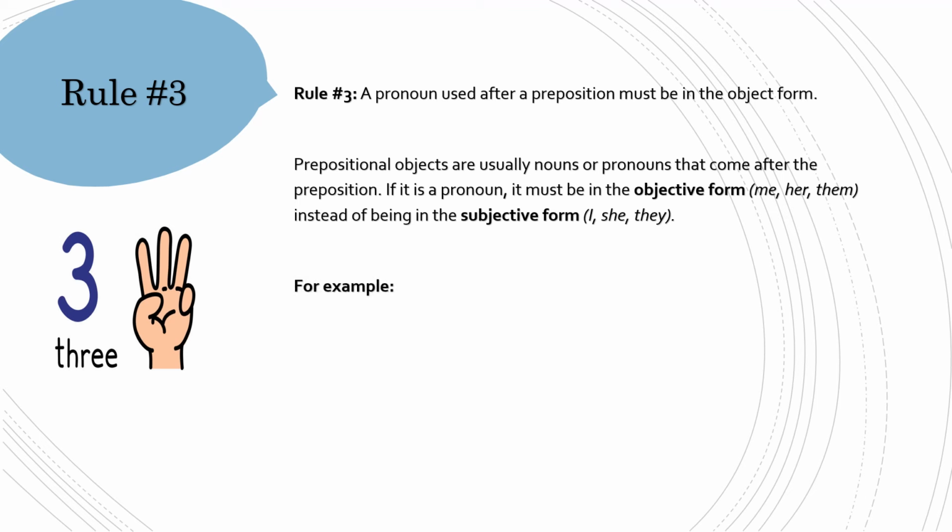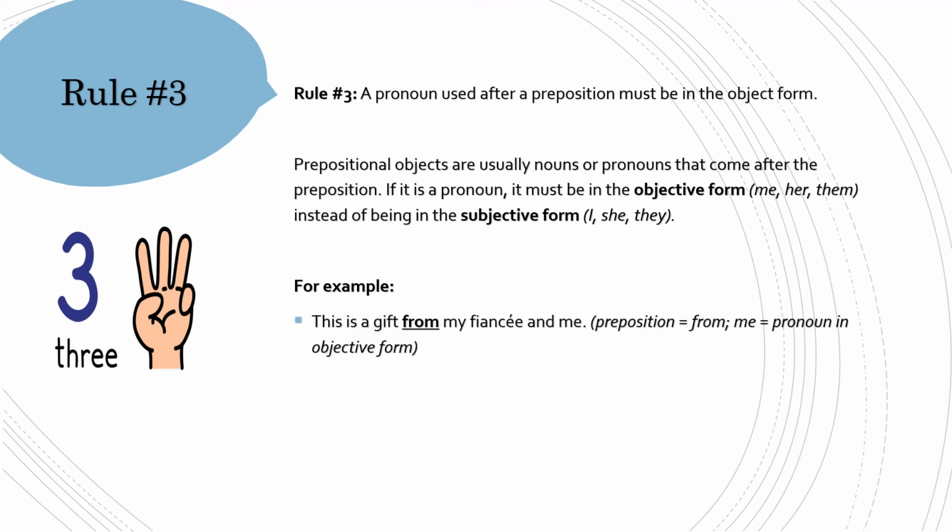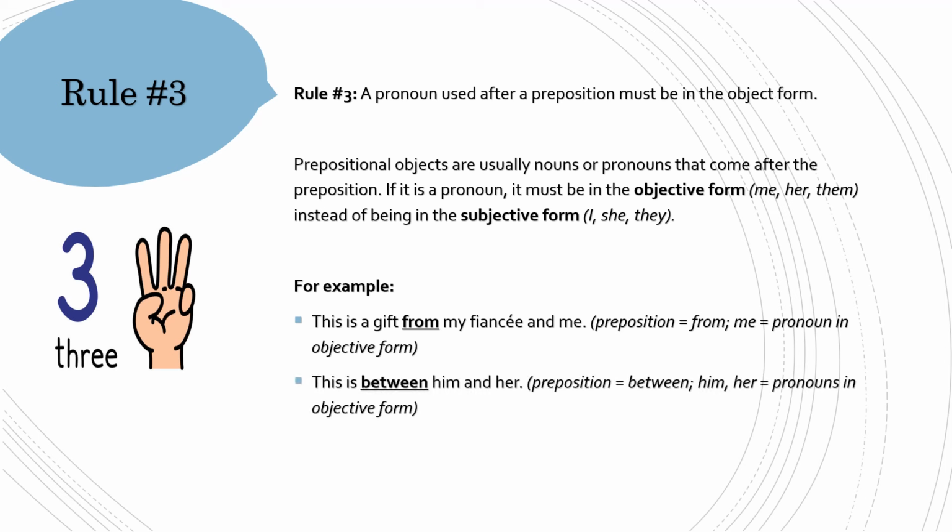For example, this is a gift from my fiancé and me. Preposition is from, me is pronoun in objective form. This is between him and her. Preposition is between, him and her are pronouns in objective form. Sheila decided to give it to them. Preposition is to, them is pronoun in objective form.